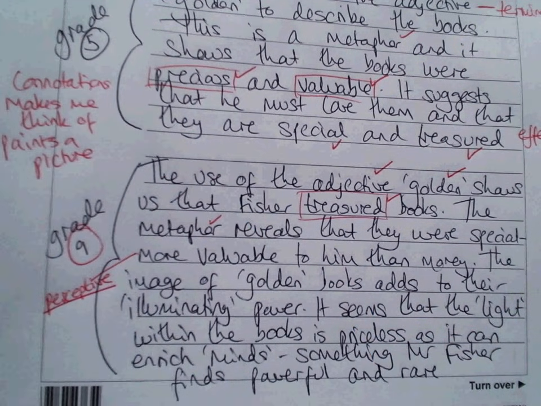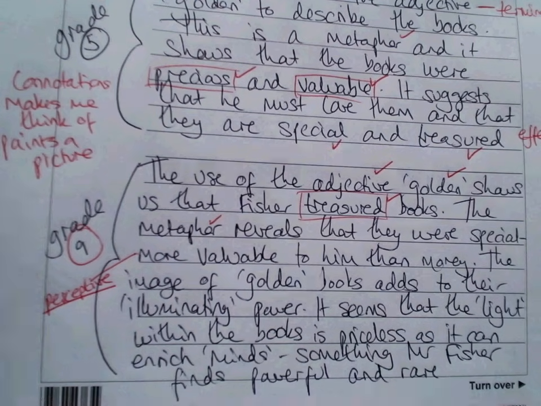Now, what does perceptive mean? It means that you can look in more depth and detail. You can see things perhaps that other people wouldn't pick out. So yeah, you're calling a book golden. That must mean it's really valuable to you, and perhaps you treasure that book more than you would cash.